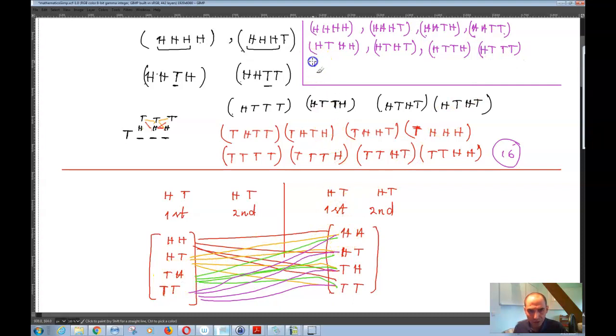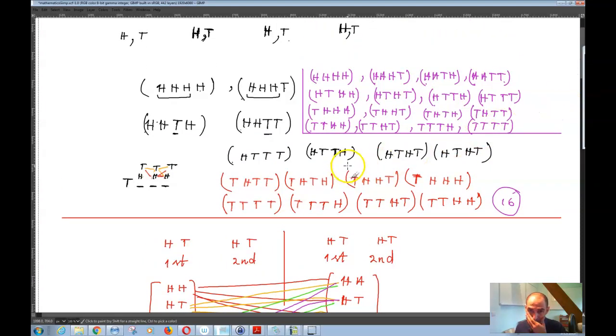Then you have THHH, then you have THHT, THTH, and then you have THTT, and then the last ones would be TTHH, TTHT, TTTH, and TTTT.